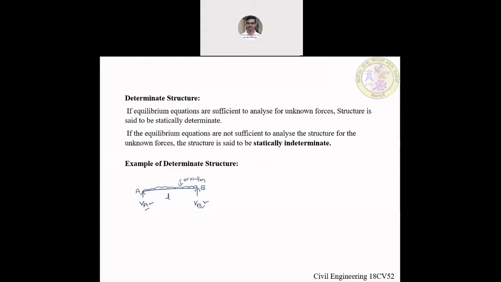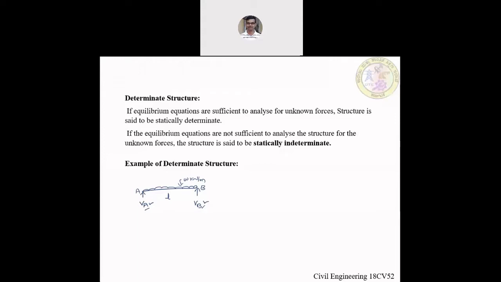Now, we can say the structure is determinate if the equations of equilibrium are sufficient to analyze the unknown forces in a given structure. If the unknown forces cannot be calculated with the available equations of equilibrium, then we can say it is a statically indeterminate structure. The simple example of a determinate structure is a simply supported beam.